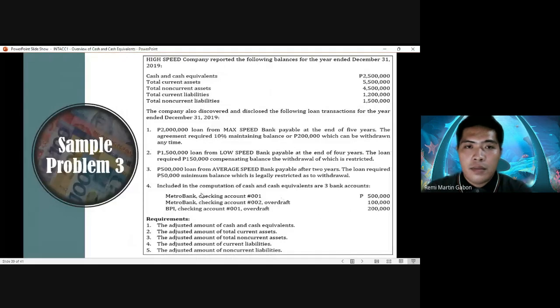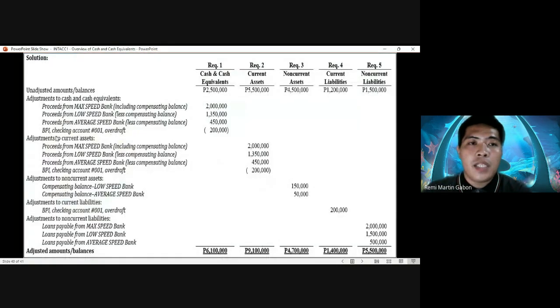Next. Included daw in the computation of the cash equivalents. Yung magiging adjustment natin is BPI checking account kasi naisama siya. Kailangan ibawas siya kasi wala siyang kapareha na BPI account. So deduction from cash, deduction din siya from current assets. Deduction from both cash and cash equivalents and current assets, but addition siya sa current liabilities.